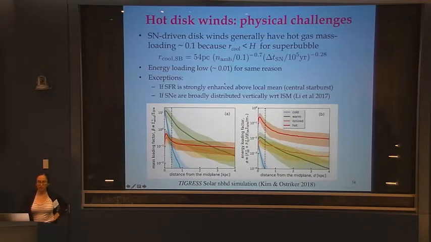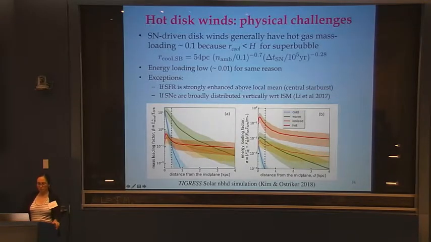One is if there's a starburst. So if there's a starburst, as particularly happens in something like M82 in the center, if the star formation rate is strongly enhanced over the previous star formation rate, then the superbubble will not cool at the time that it breaks out, and so it will still have a lot of hot gas in it. So a very strong burst of star formation can lead to much more hot gas mass loss.